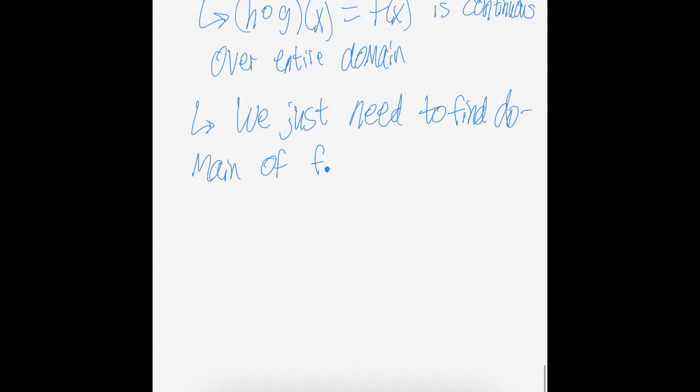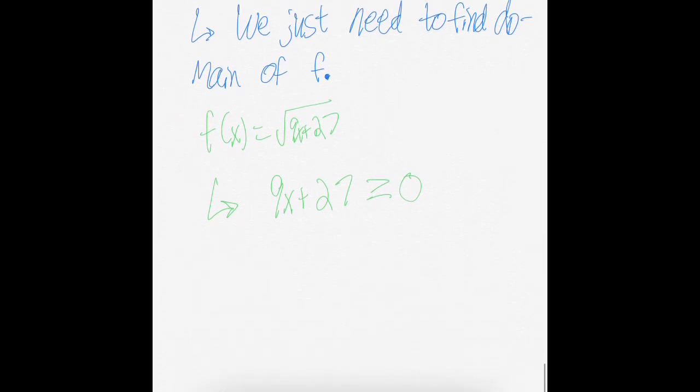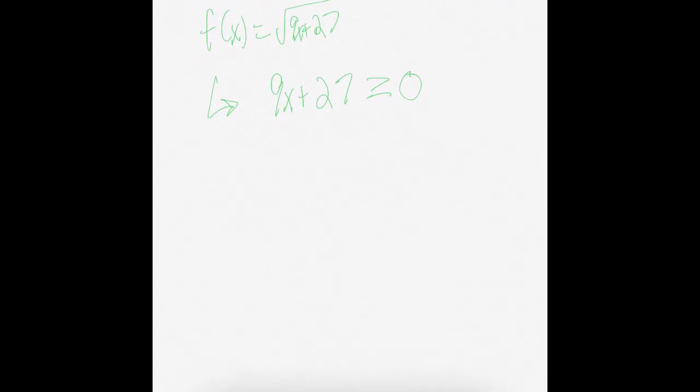Okay, so let me again write it so we don't have to keep scrolling up. So f of x is root 9x plus 27. Well, the only thing that we have to look out for here is that we need 9x plus 27 to be greater than or equal to 0, as otherwise we're going to be trying to take the square root of a negative number, and that's not going to work. So I need 9x plus 27 to be greater than or equal to 0. In other words, I need 9x to be greater than or equal to negative 27. In other words, I need x to be greater than or equal to negative 3.